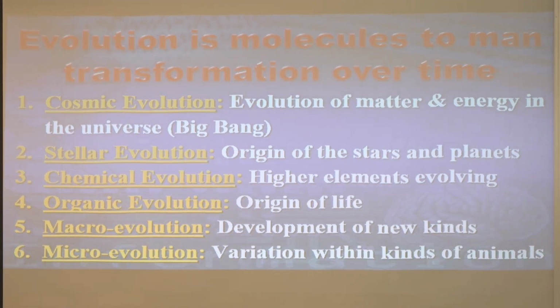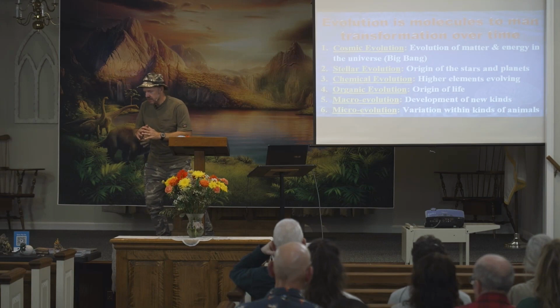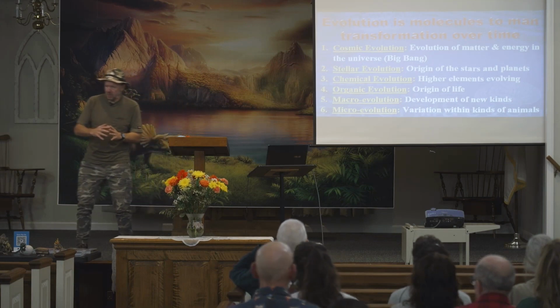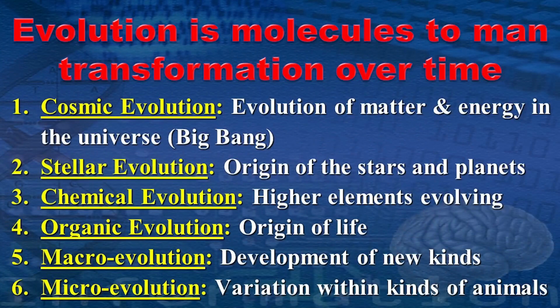Organic evolution is, how do we get life? You've got this universe that's supposedly 14.5 billion years or whatever old, and then just around 4 billion years ago, you have life. How did life come about? The origin of life from non-life, literally from just rocks and water. We'll talk about that. And then you have macroevolution, that is different, disparate kinds of creatures. How do we get these different kinds? And then you have microevolution, which is variations within the different kinds of creatures.